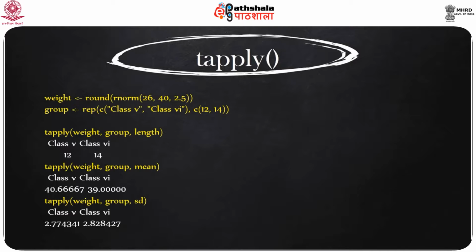Also, we want to allocate the first 12 observations as the weights corresponding to the students of class 5, and the remaining 14 will correspond to the students of class 6. Just looking at the data, we can readily observe that the two groups will have different lengths. But when our data is of substantially high length, then if we write the tapply function with weight, group and length as the arguments, we will come up with the lengths corresponding to each of the groups. So, the problem is with larger amounts of data, and here is the solution. If you replace length with mean, then you will have the means corresponding to each of the groups. The same thing will hold for standard deviations as well.